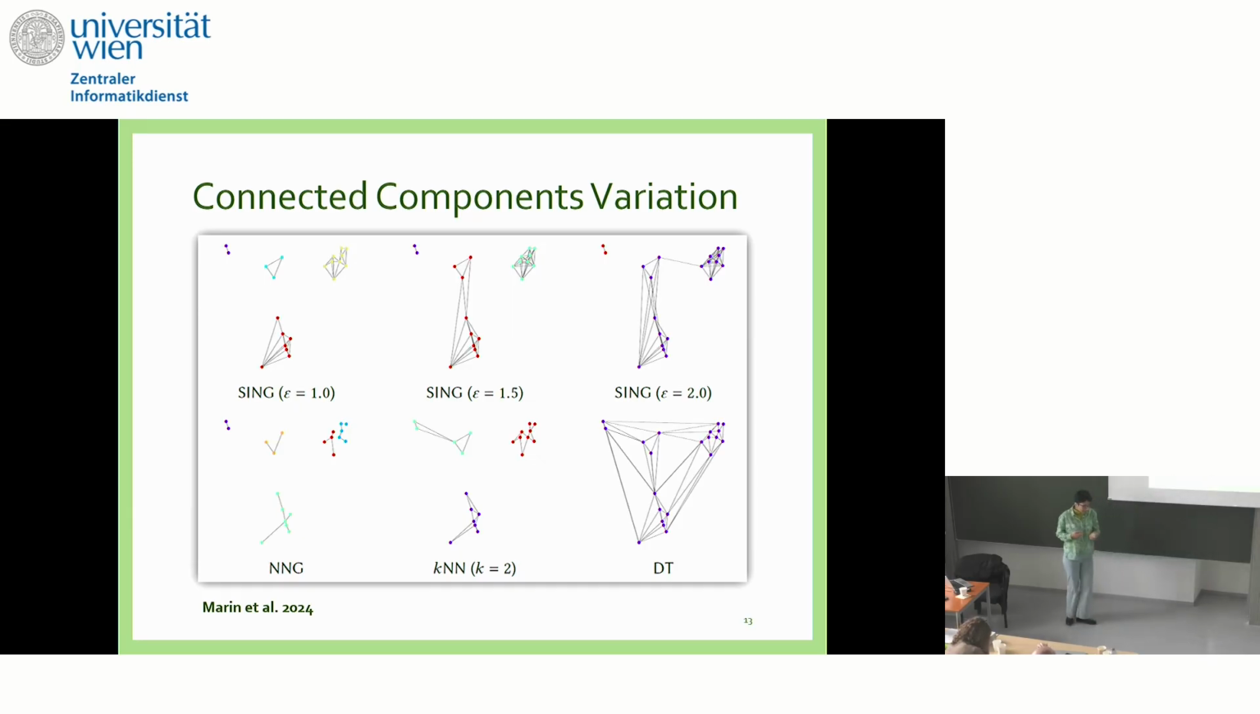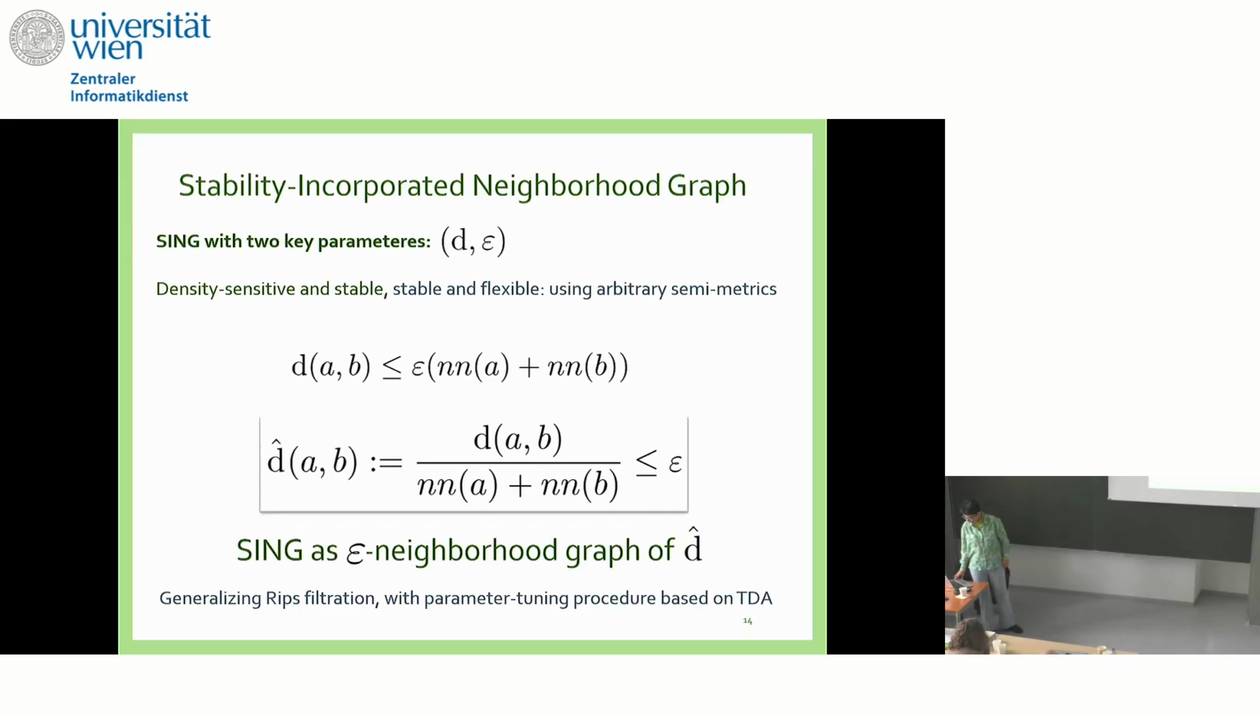But if you make this epsilon vary and you consider this new proximity criteria, you see that you will have much more flexibility and the connections are somehow different. So what's the idea behind and how can we formalize it?